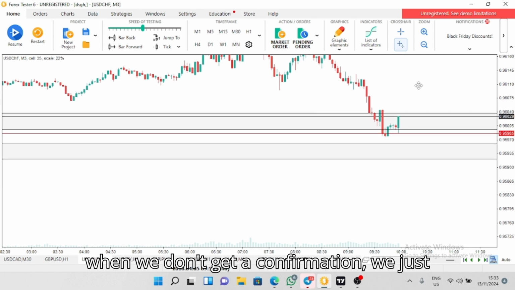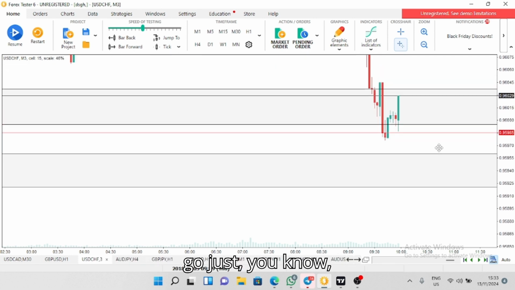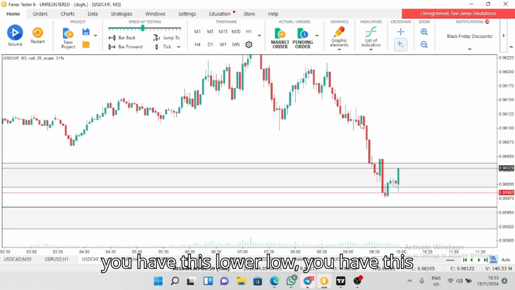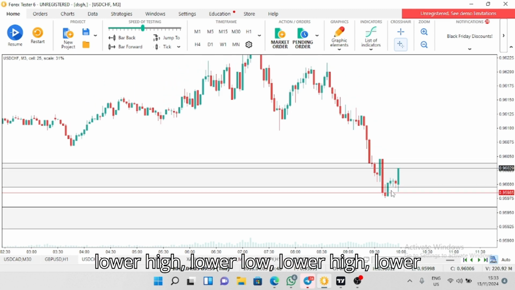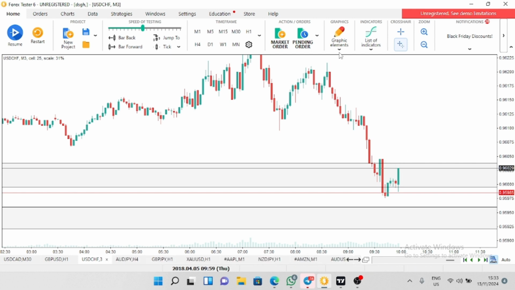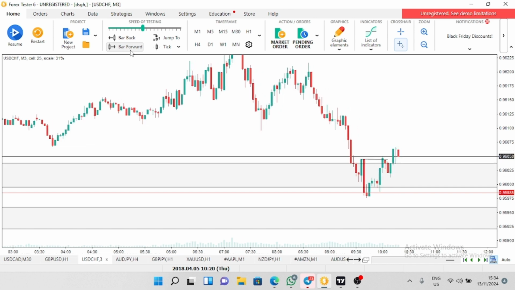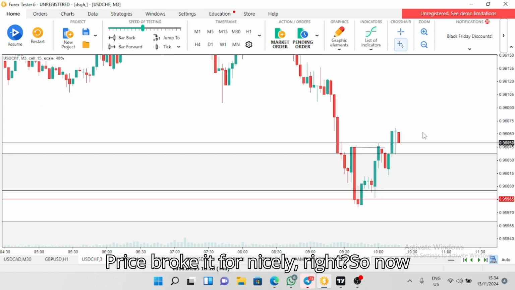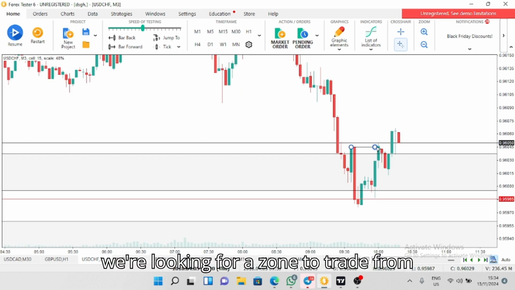And when we don't get a confirmation, we just go. So you have this lower low, you have this lower high, lower low, lower high, lower low. So you're looking for price to break this lower high right here. Okay, so price broke it nicely, right? So now you're looking for a zone to trade from.